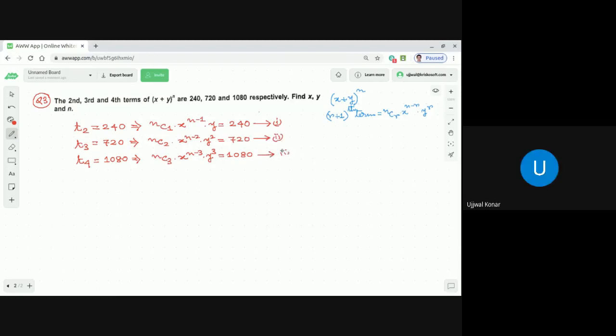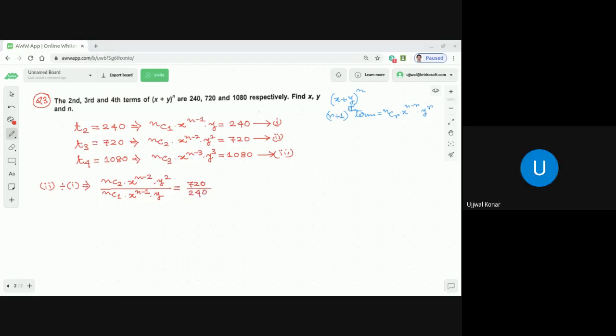this as equation 3. So what I'm going to do is divide equation 2 by equation 1, both sides. So in simple symbolic representation, if I write equation 2 divided by equation 1, we are going to get nC2 into x power n minus 2 into y power 2 divided by nC1 into x power n minus 1 into y power 1, that is equal to 720 divided by 240.